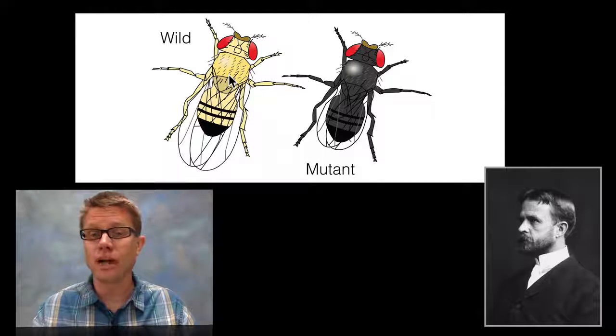And so on the left we have a wild fruit fly. That's what they normally look like. And on the right is a mutant. There are two mutations in the one on the right. Not only coloration, but you can see that it also has these really small, what are called vestigial wings.